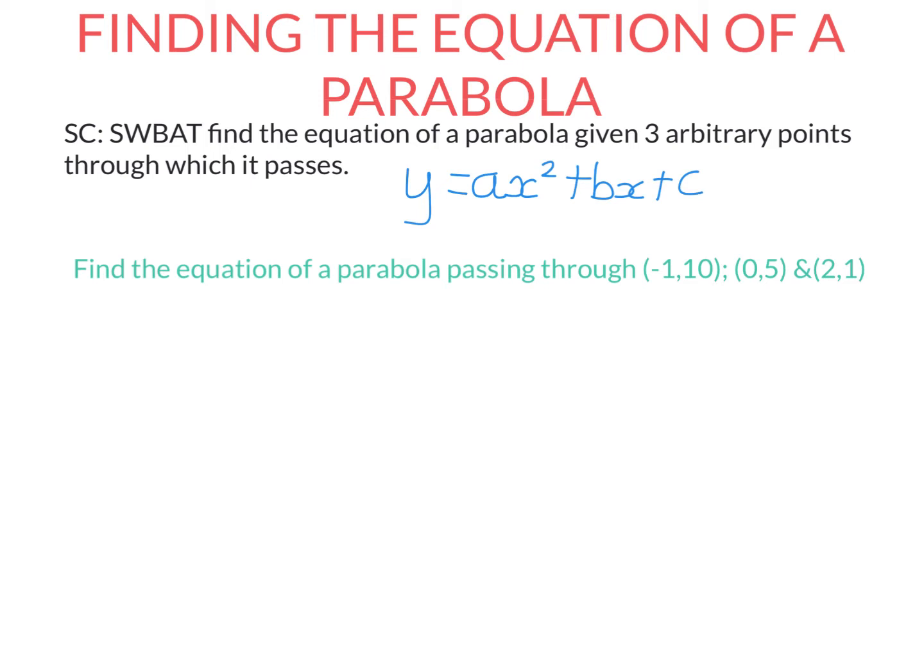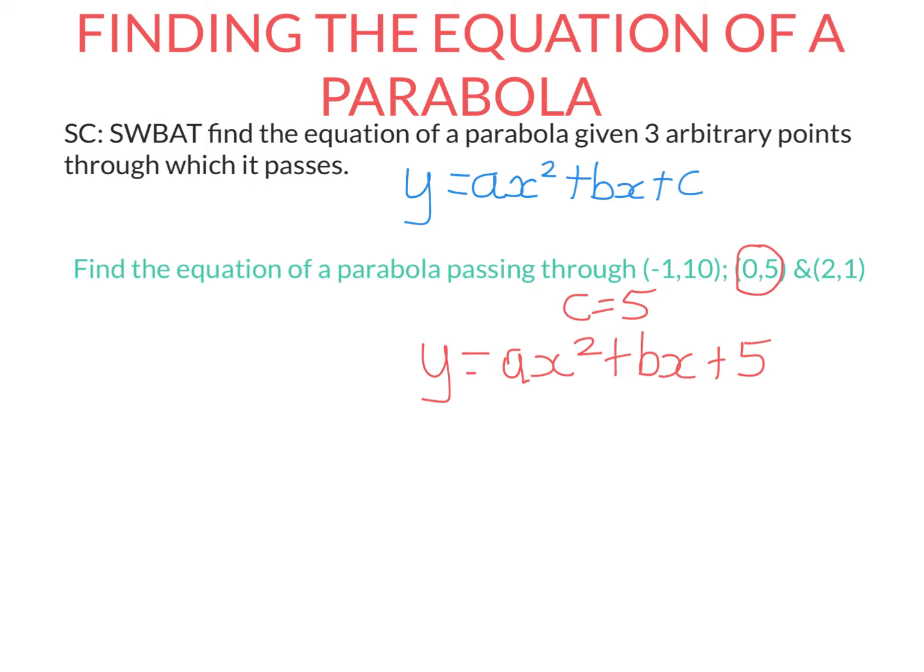So let's look at this example. Find the equation of a parabola that passes through these points here. Now, if you're given a point like 0, 5, that's really helpful because remember, c is the y-intercept of the parabola. Here I'm telling you the y-intercept is 5, and thus we have c equals 5. So the equation of this parabola is y equals ax squared plus bx plus 5. I still don't know a and b. That's what I need to find.